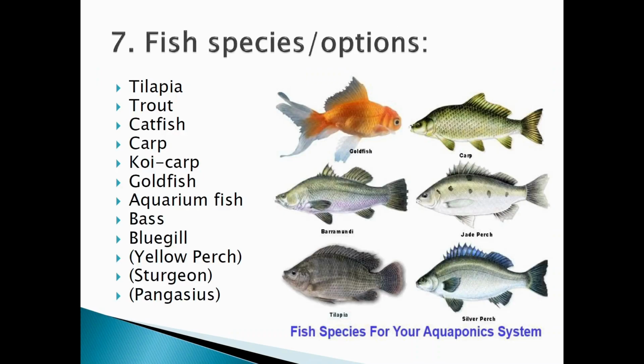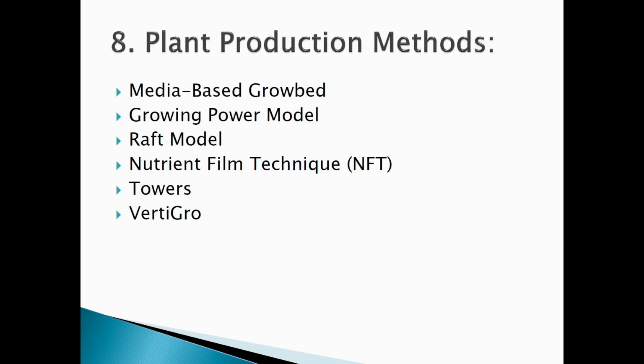You can also have a range of fish species which you can choose from to have in your aquaponics system, either ornamental or for consumption. Now, there are different plant production methods using the aquaponics system, namely media-based grow beds, growing power models, the raft model, nutrient film technique, and then towers or vertigrow.